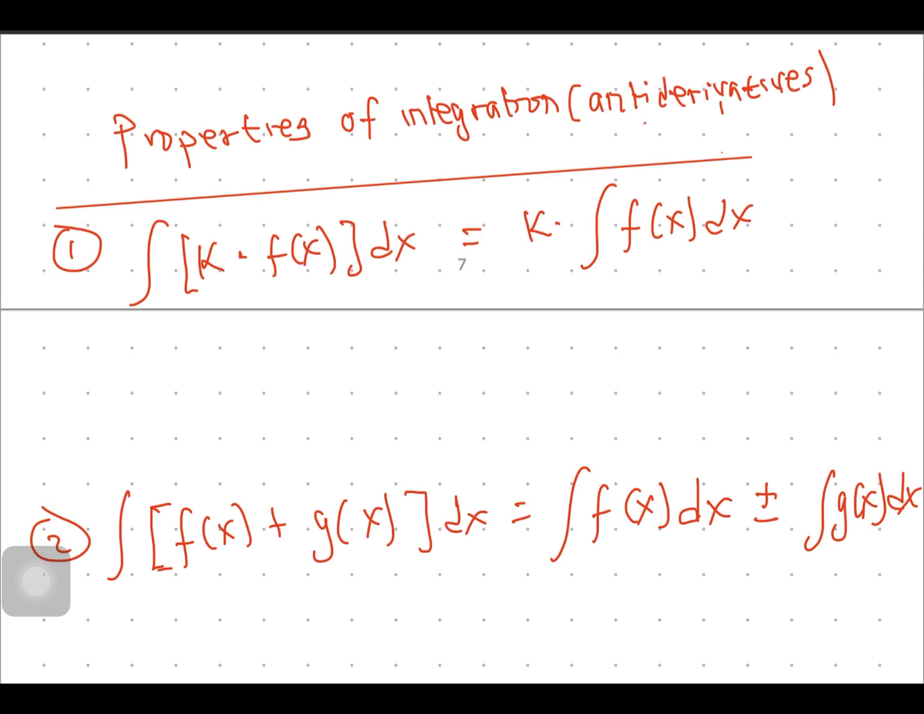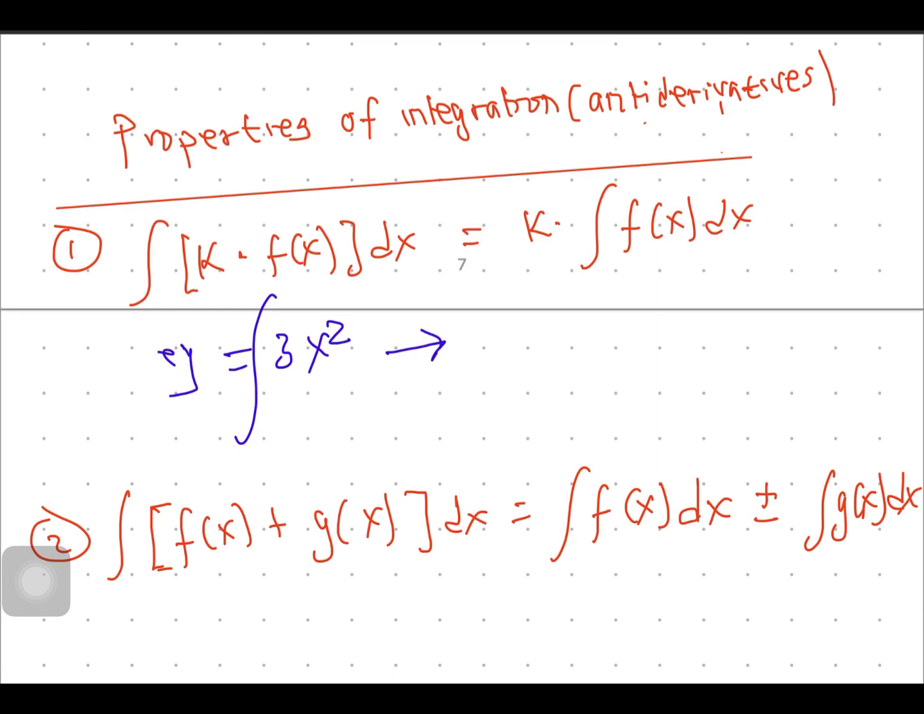So if you have an indefinite integral like this, and basically we have a constant k, this is your constant k, and this is your function f of x, dx. The result is k comes out of the integral of f of x dx. For example, if you have 3x squared, find the integral of 3x squared.